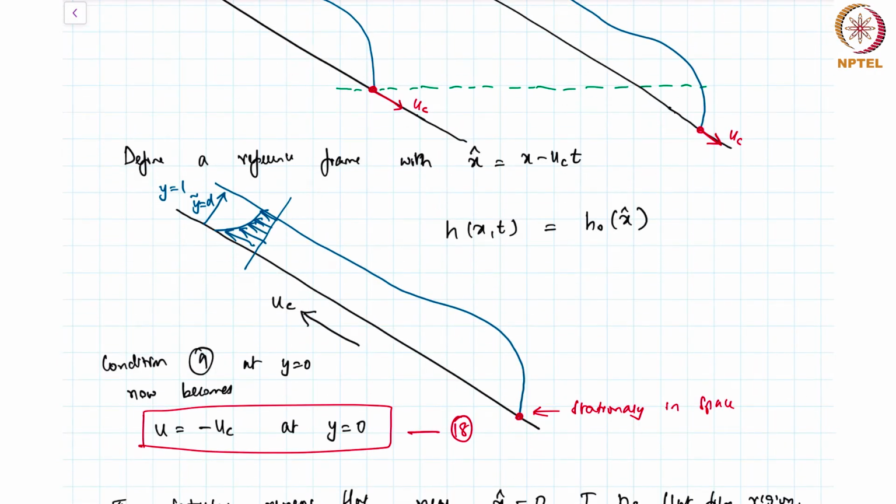So actually, technically speaking, this drawing is not completely accurate. Maybe a better drawing would be as follows. We would have something like this.